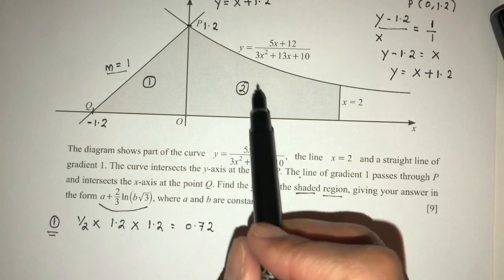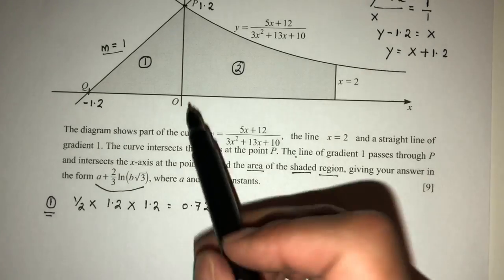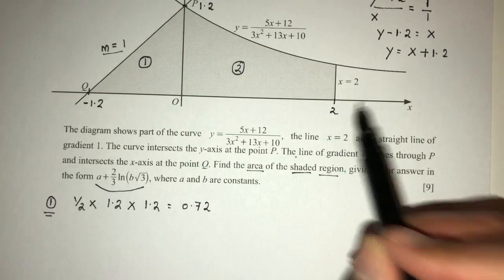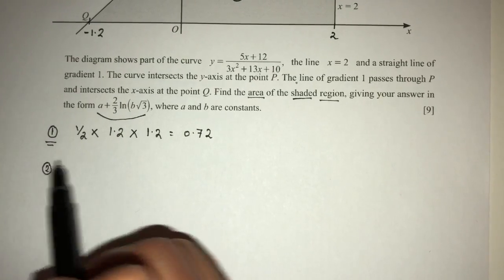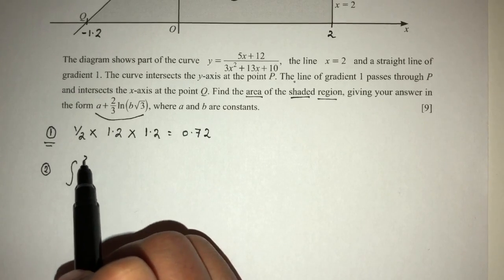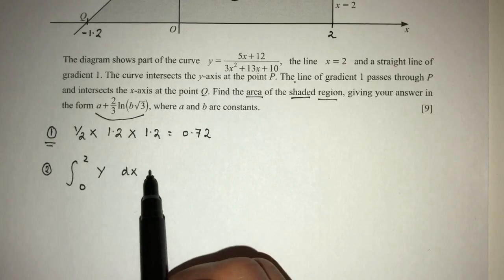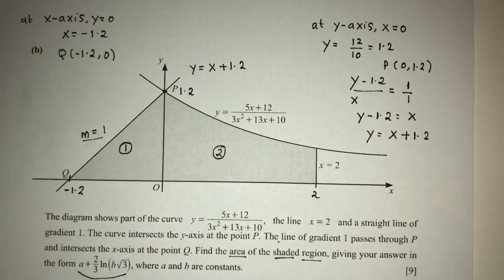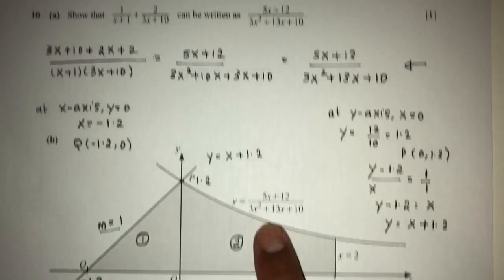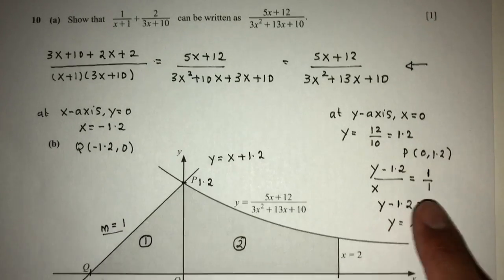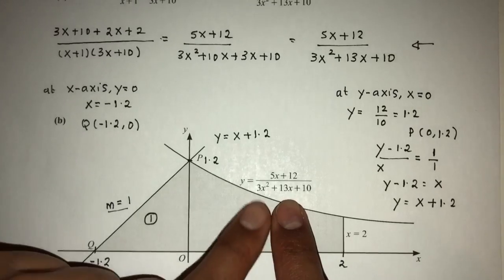Now, how can you find area number two? As you can see, it is clearly the area under the curve between 0 and x equals 2. So number two will be the area, with limits 2 and 0, of y dx, which is the curve, right, y. Now, the reason I made a note that this is the same as this is because we do not want to be using this for integration. It is much harder, so we have to use this one.